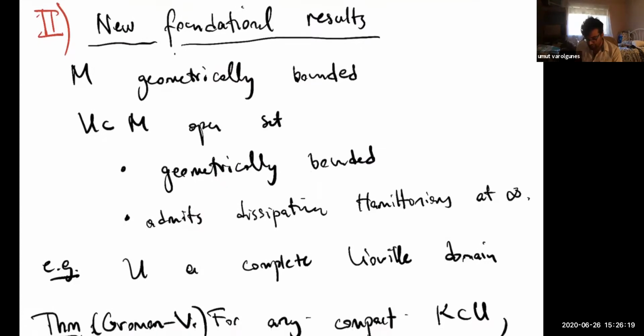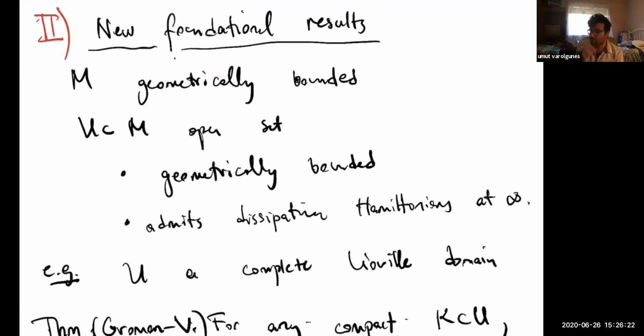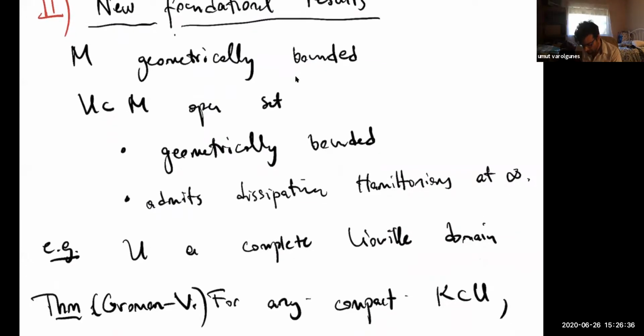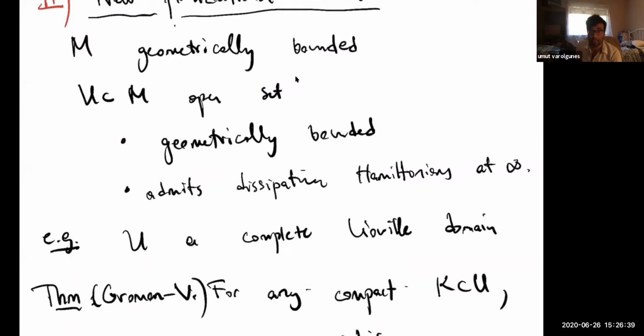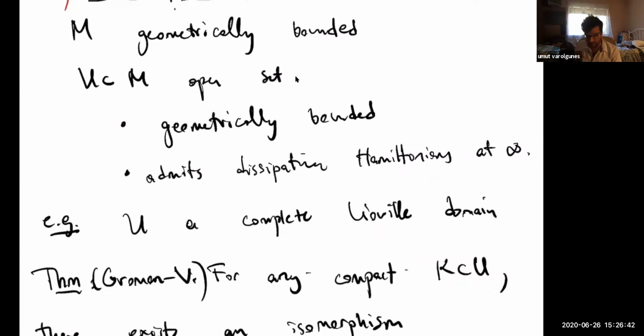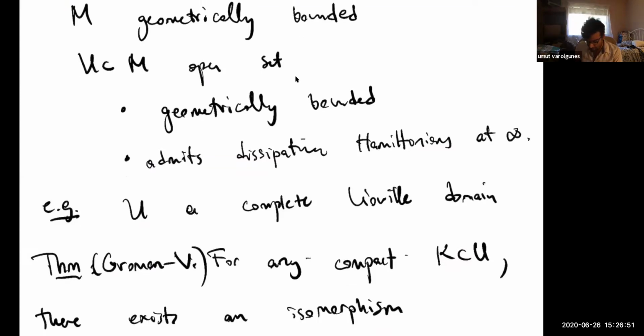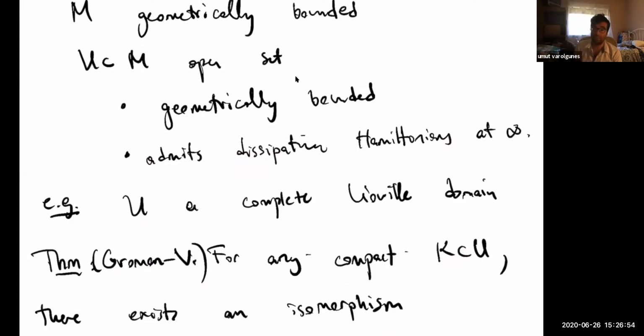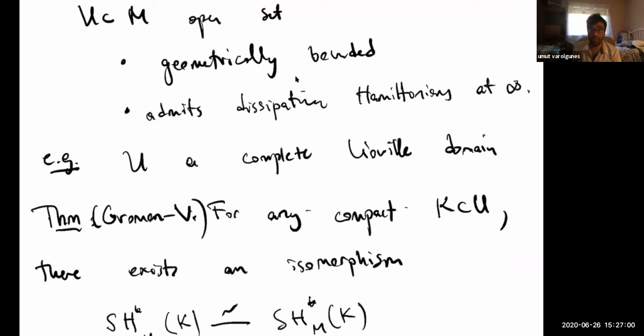Okay, so now why is this kind of strong large volume limit assumption needed? It's because of this locality result that we could prove. And there might be other locality results; I'm not saying that this is the only one. So M is again a geometrically bounded symplectic manifold, and now I want to take an open subset of M. This open subset should be geometrically bounded itself with the restriction symplectic form, but it should satisfy more. It should also admit some dissipative Hamiltonians outside of a compact set. I'm not going to explain what this is, but I will say that if U is a complete Liouville domain, this assumption is satisfied.